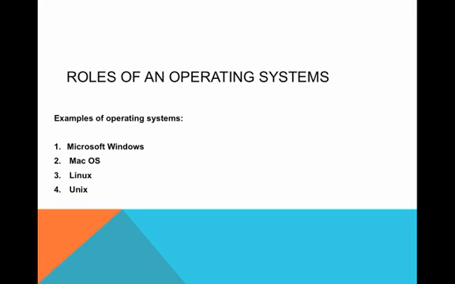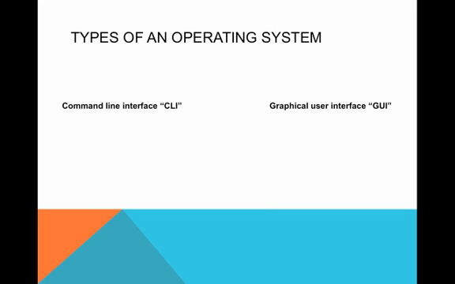Almost all modern operating systems can support more than one user, task, or CPU. The operating system has four main roles: control hardware access, manage files and folders, provide user interface, and manage applications. And we have four examples of operating system: Microsoft Windows, Apple's macOS, Linux, and Unix.